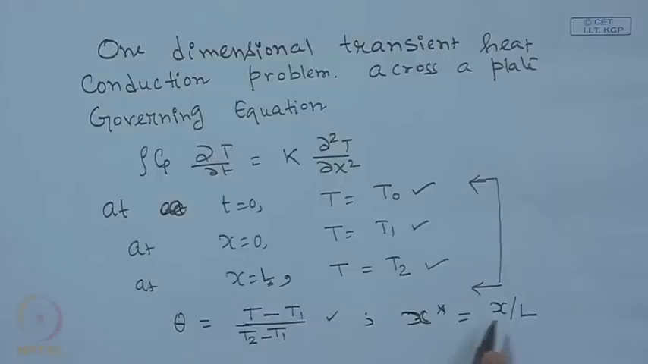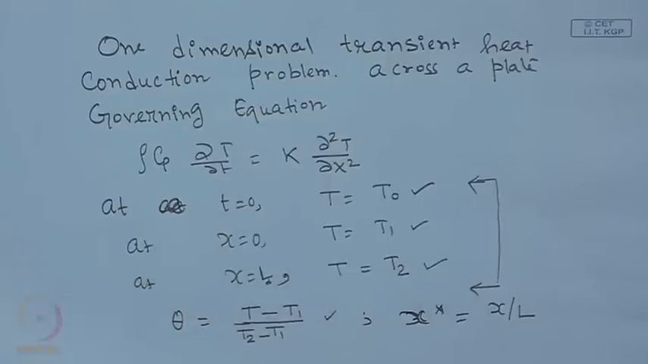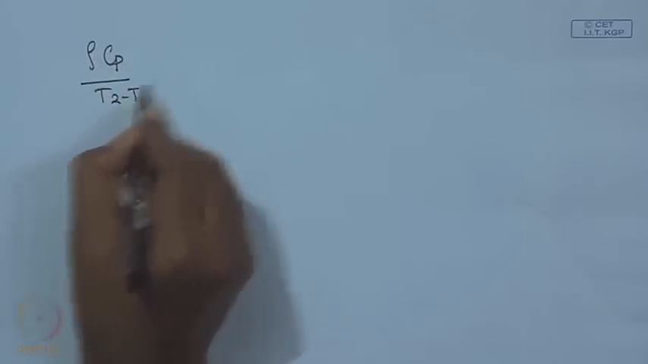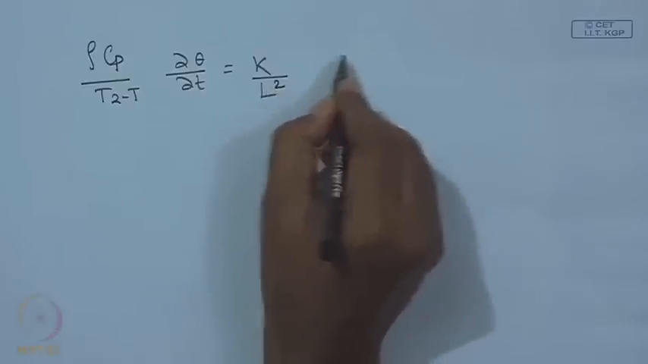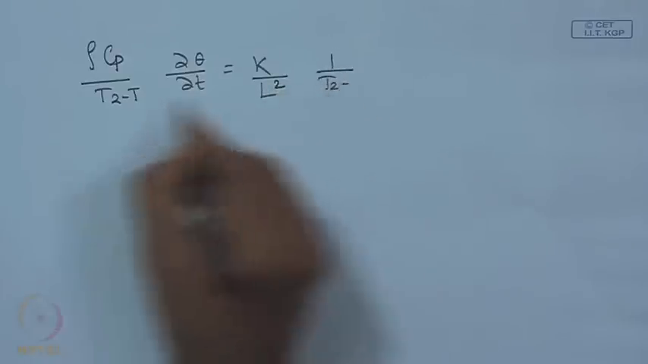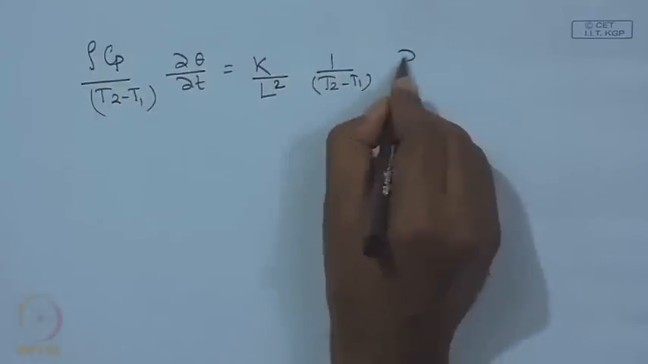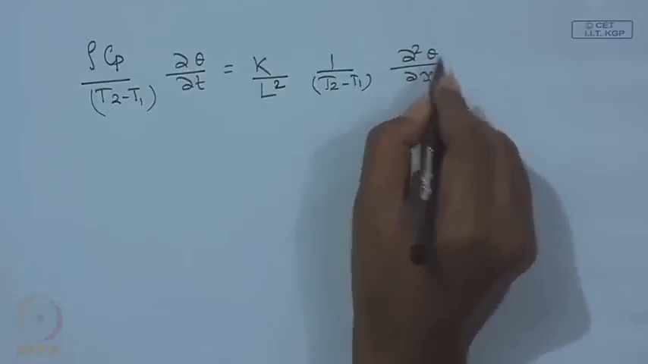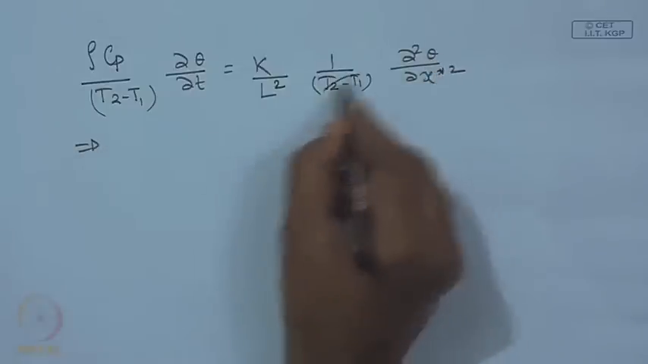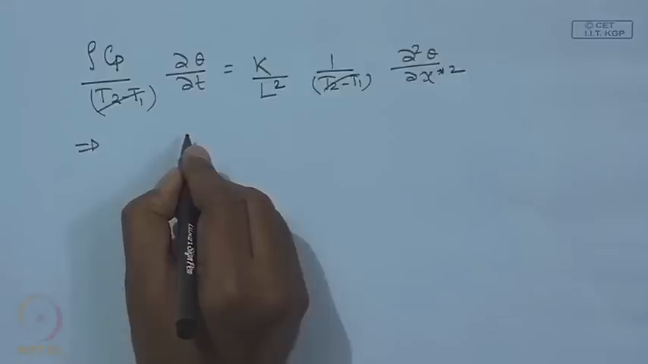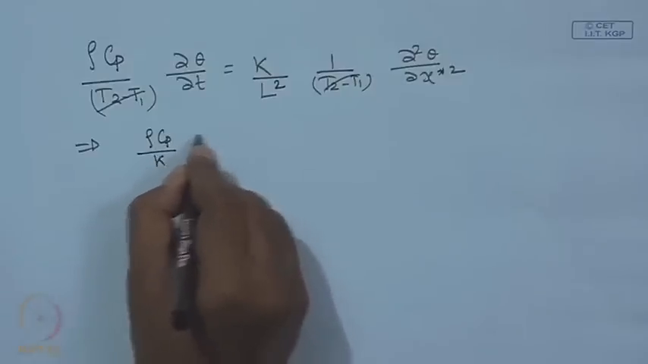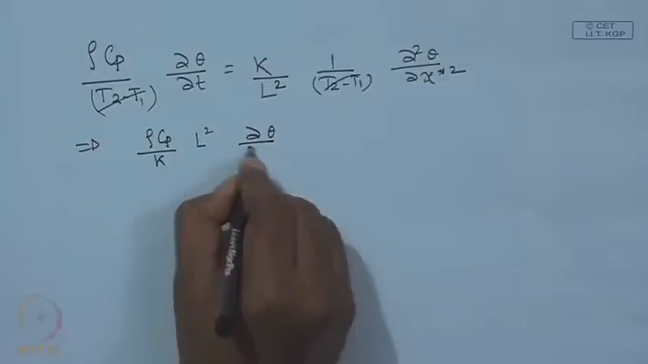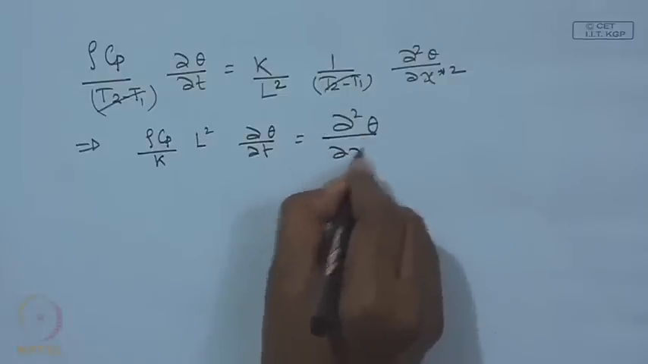So, we put these non-dimensional quantities into the governing equation and see what we get. Rho Cp times T 2 minus T 1 del theta del t is equal to k divided by L square del square T. Del square T will be T 2 minus T 1 del square theta divided by del x star square. So, these will be cancelling out. So, rho Cp over k times L square del theta del t is equal to del square theta del x star square.